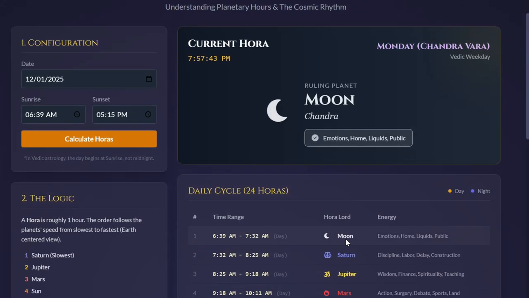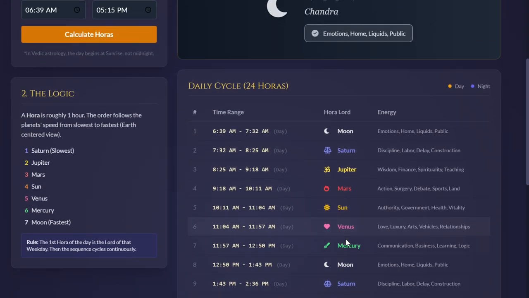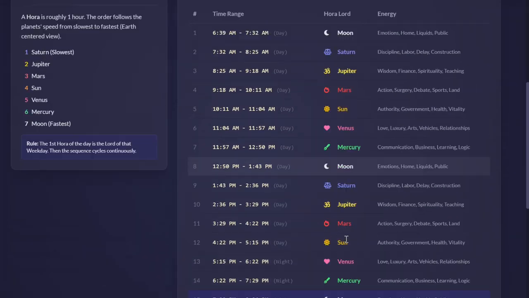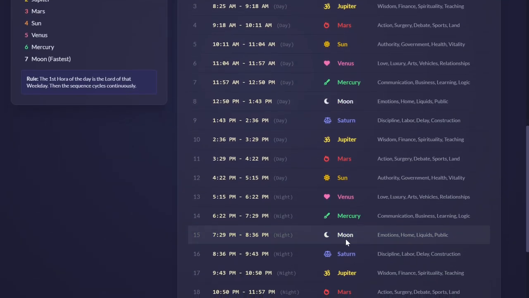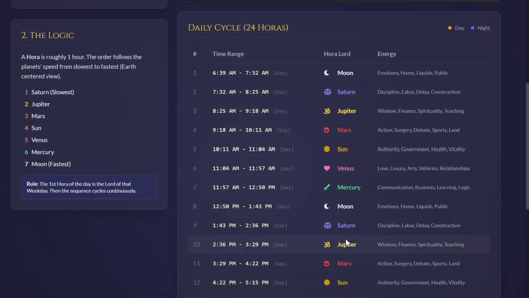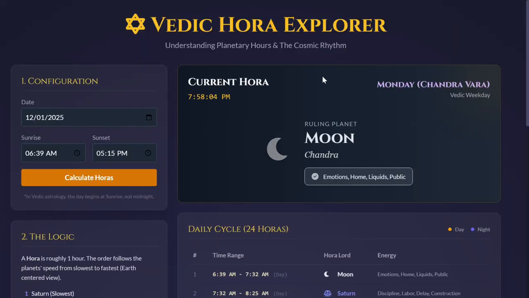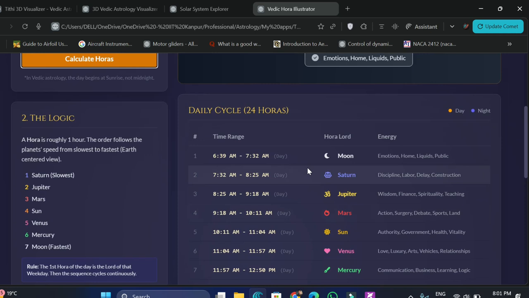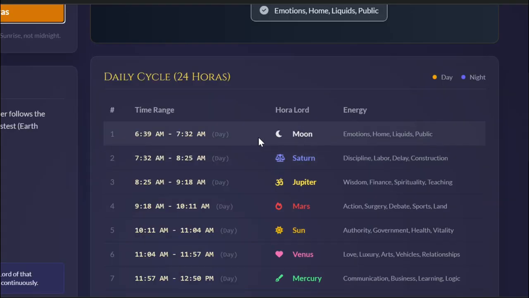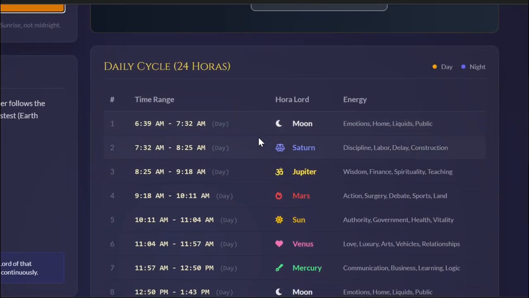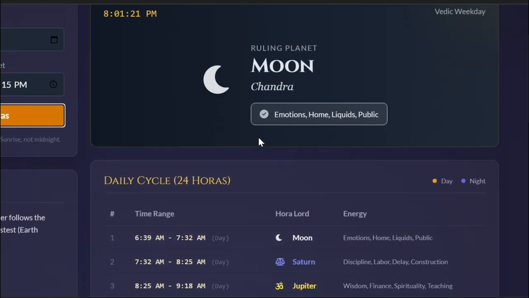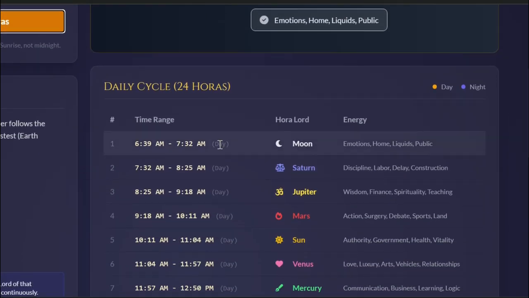Okay, so you understood the sequence, right? Any doubt in this hora sequence and how we divided the day? Now let us understand how the first hora is decided. Let's say the first hora is of the Moon. Today the first hora was of the Moon.